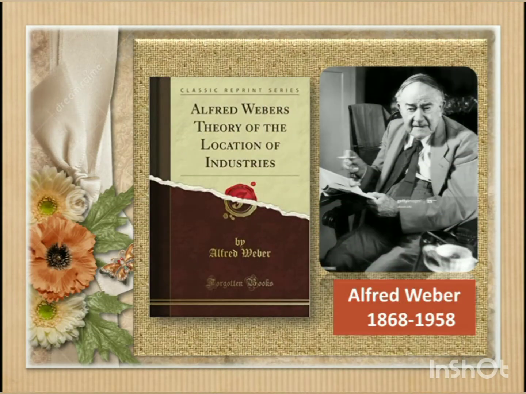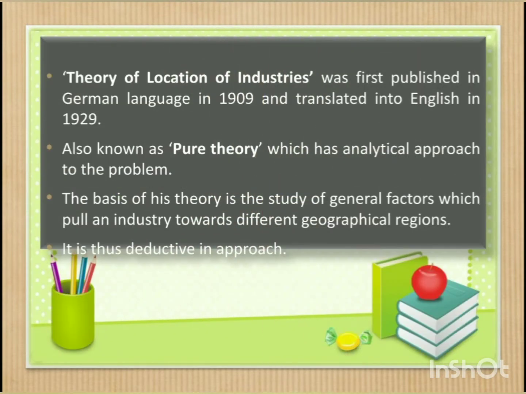So let me start. Alfred Weber, a German economist, was the first economist who gave scientific exposition to the theory of location and thus filled a theoretical gap created by classical economists. He gave his ideas in his Theory of Location of Industries, which was first published in German language in 1909 and translated into English in 1929.